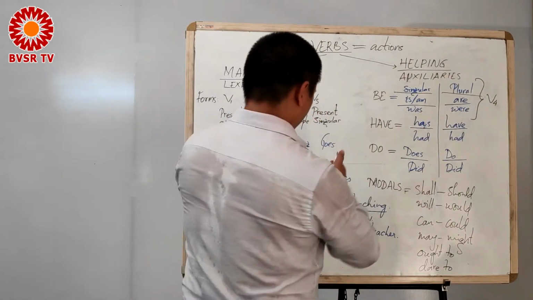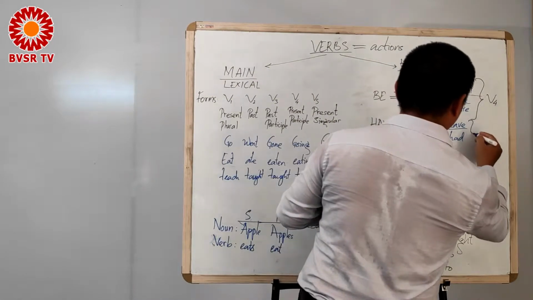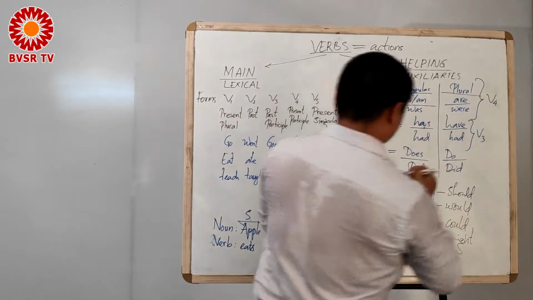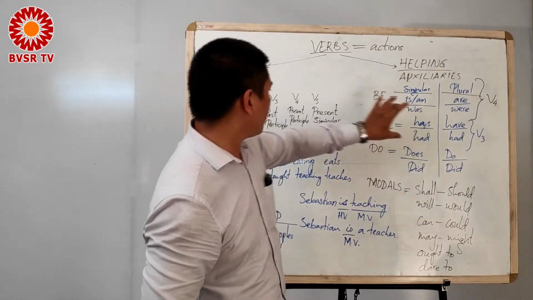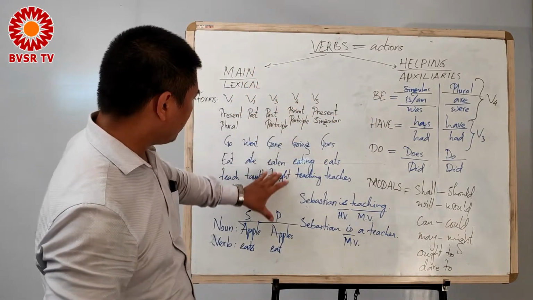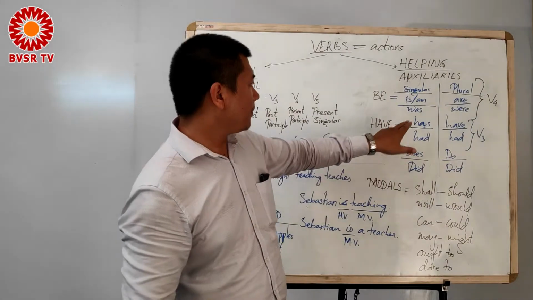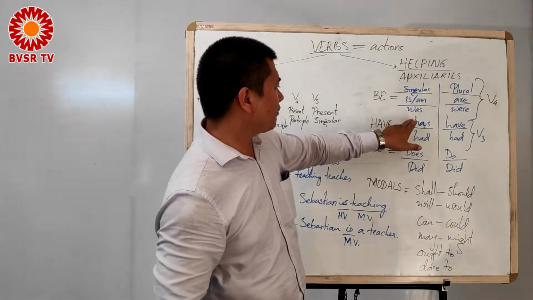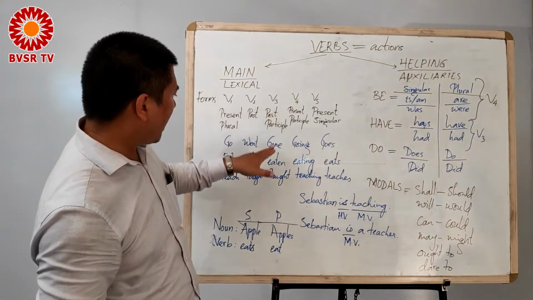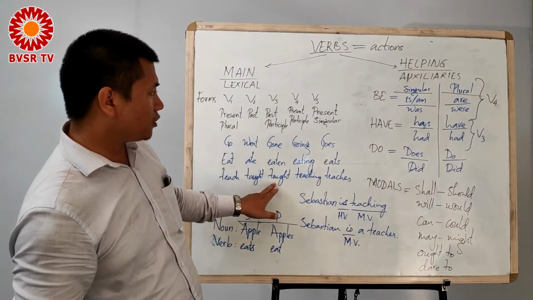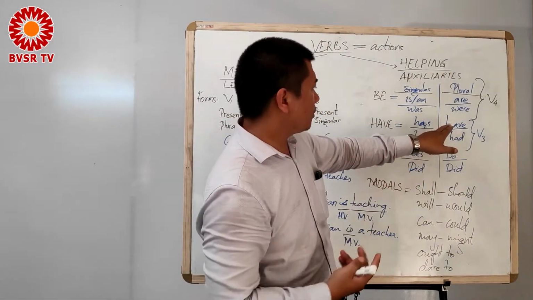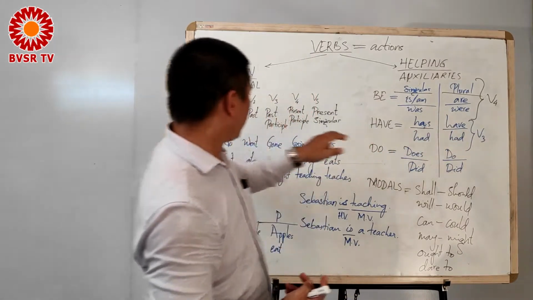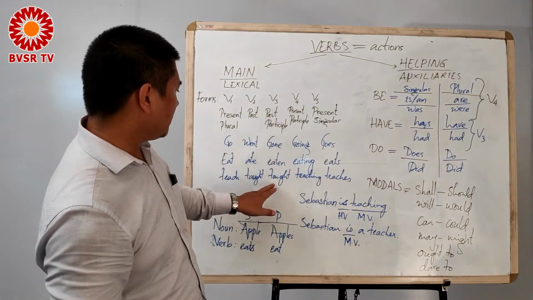And have is used along with V3 every time. So whenever you use have as a helping verb, then you have to use V3. For example, he is singular, therefore you have to say he has. Now, he has gone, he has eaten, he has taught English. Okay, they, plural, so you have to say they have gone, they have eaten, they have taught, and it goes on.